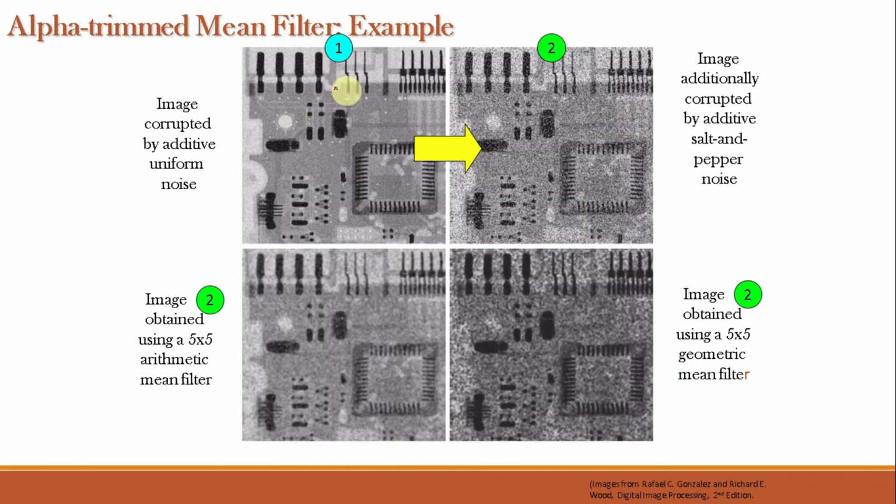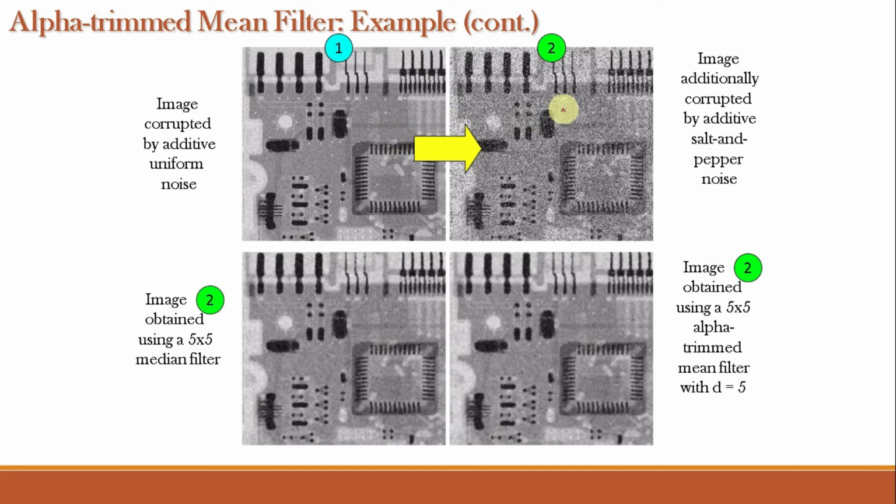So you can see here the original figure, which is corrupted with additive uniform noise, and this figure is still more corrupted with the addition of salt and pepper noise along with this uniform noise. Now if you use an arithmetic mean filter of 5 cross 5 mask size, you will obtain such a result. And if you use the geometric mean filter, this will be the result that will be obtained. And obviously you can see that the geometric mean filter is not performing very well in this case of both the noises present.